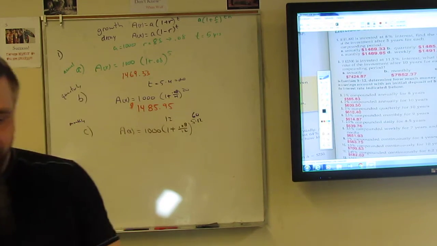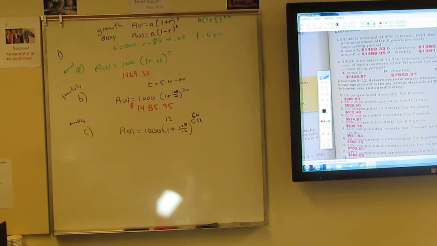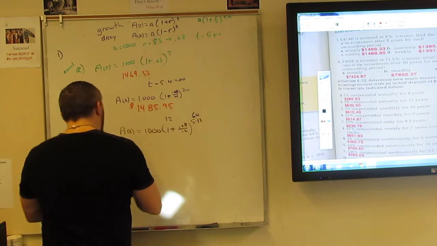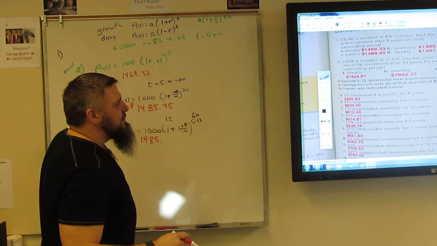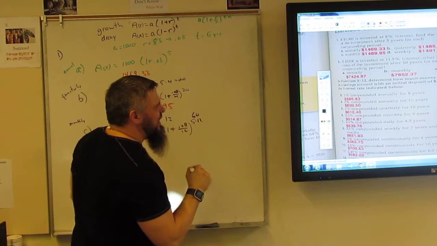So when we do that math, it should come out to 1,000 times the quantity of 1 plus 0.08 divided by 12, raised to the quantity of 60. And that better come out to be 1489.85. Is that correct? Boom. Drop the mic. 1485. 1489, sorry. 89.85? 85? Sorry.